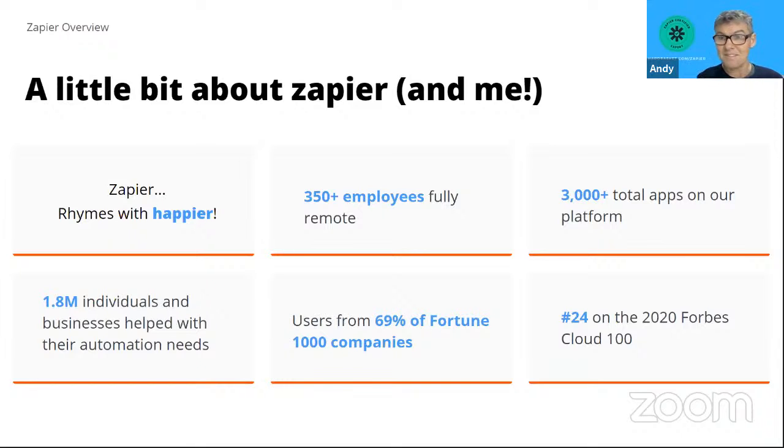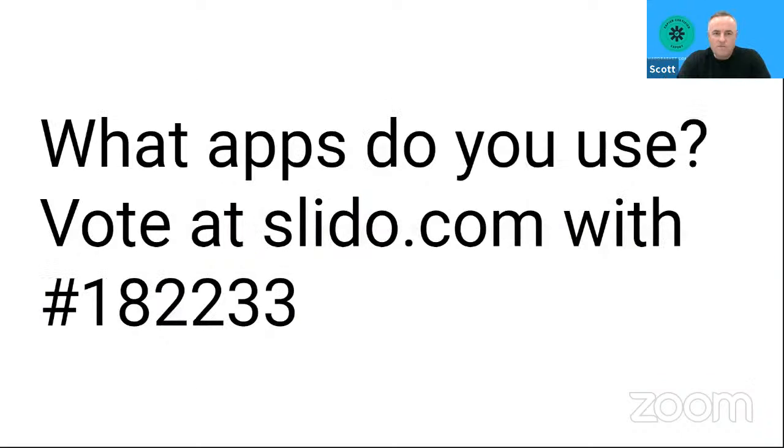To get us kicked off, because today's session, we'd love to have your involvement in it. We've got a couple of questions for you that we'd love your participation on. So really love to have you go to slido.com, and you'll be prompted to enter a number. The number there is 182233.